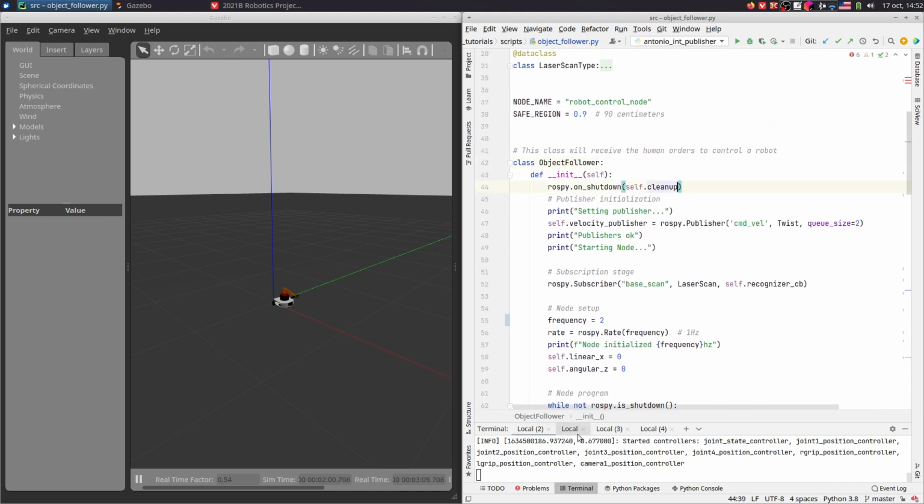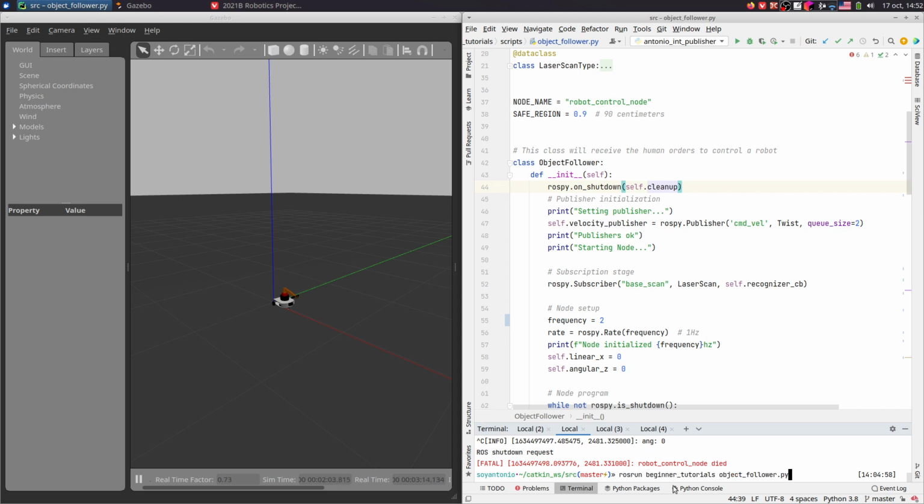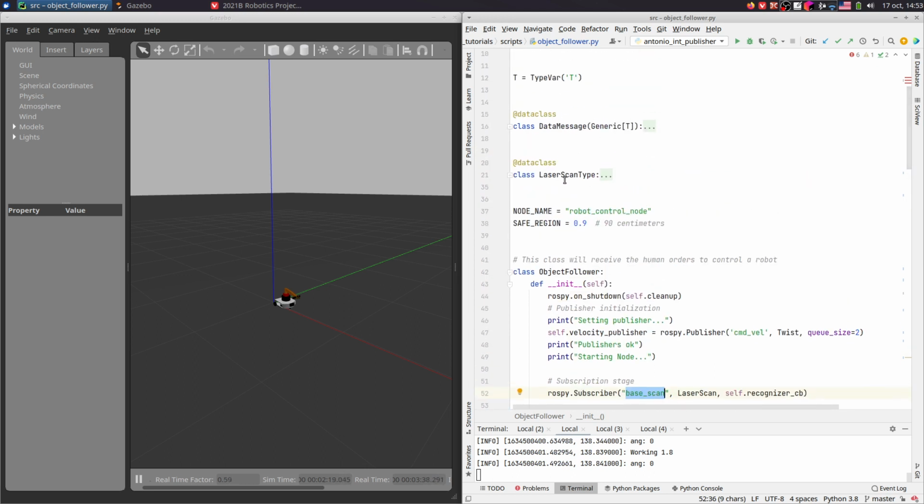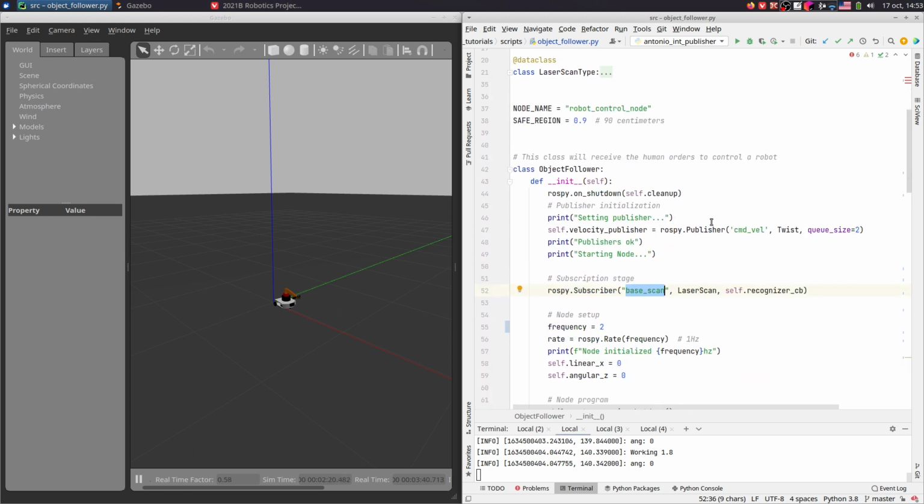Well, while I am explaining, let's try to run this program. It is in beginner's tutorial in the package, and the name is object follower. Let's run it. We publish to the command velocity, that is the one that controls the velocity of our robot in the linear and the angular. And then we are subscribing to our base scan, that is a topic that provides us all the info, all the blueprint that I mentioned before. That is the LaserScan type.